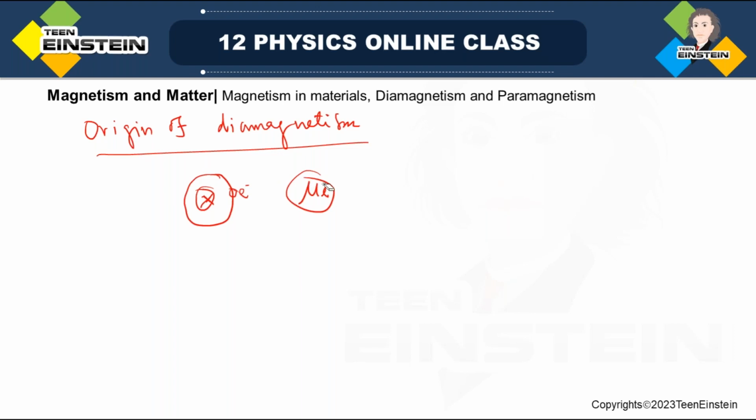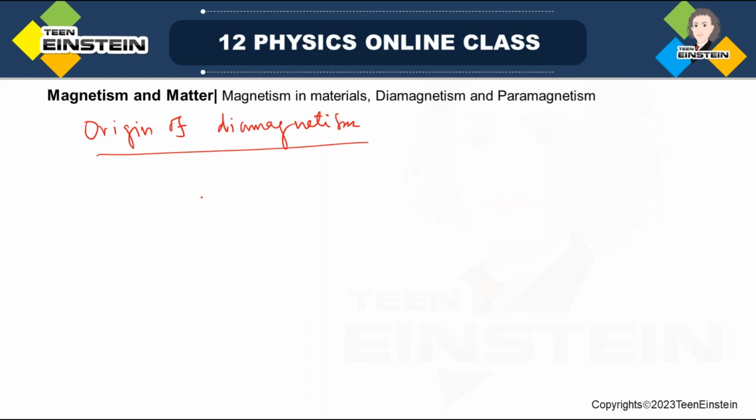Now in the case of a diamagnetic material, there will be a pair of electrons which are producing magnetic dipole moments in opposite directions. What does that mean? That means the magnetic moments due to different electrons cancel out each other. They occur in pairs, with one of them revolving clockwise.